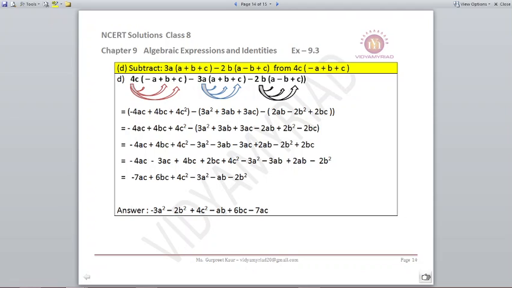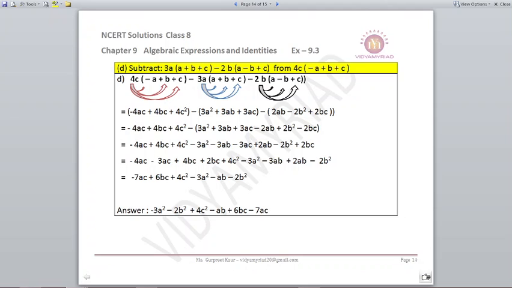First one, let us concentrate on first part, red part. It becomes minus 4ac plus 4bc plus 4c square. This is your first bracket. Put a minus sign and solve now blue bracket. Blue one is 3a square plus 3ab plus 3ac. Again there is a minus sign and solve the bracket which is black one. That is 2ab minus 2b square plus 2bc.